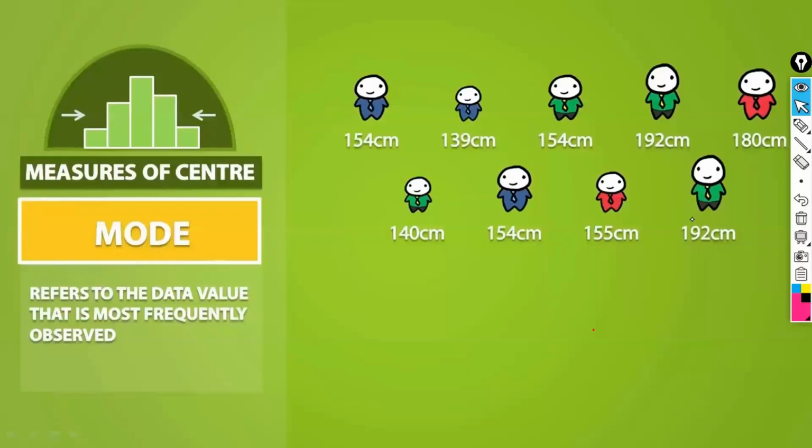Next, the last one is mode. The last one we are having is called mode. Mode means most repeated value, or most frequent value. Mode means most frequent value. Most repeated value.